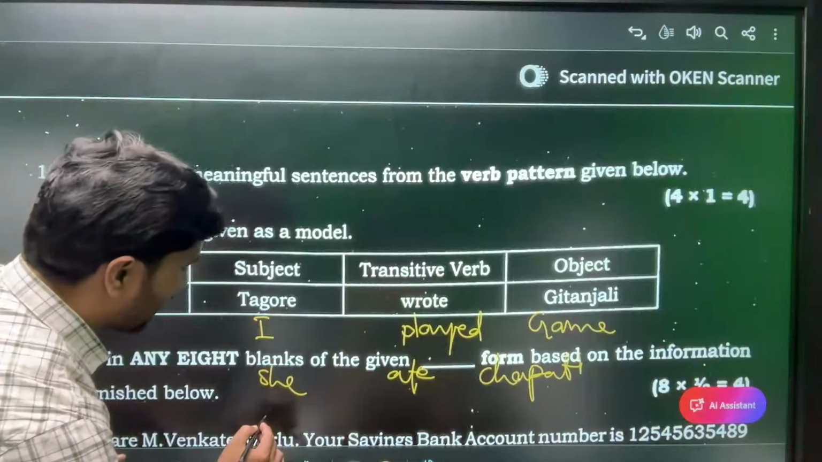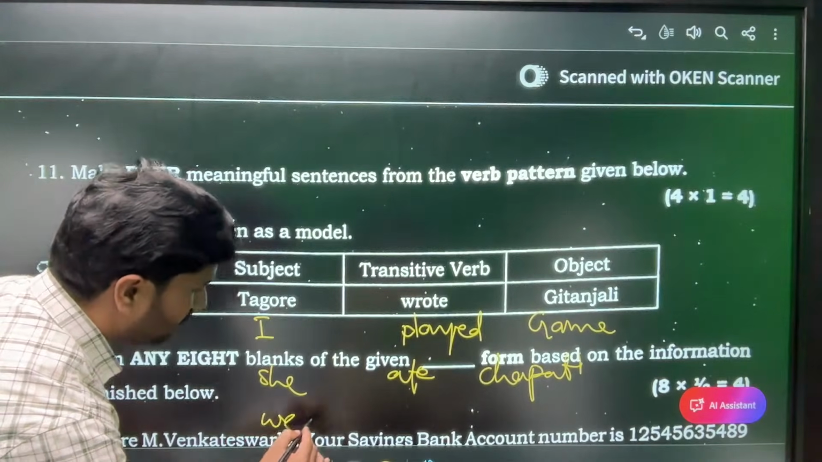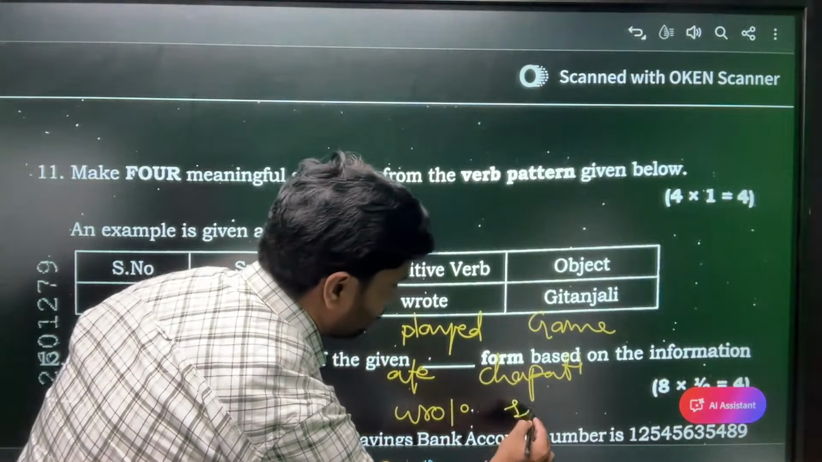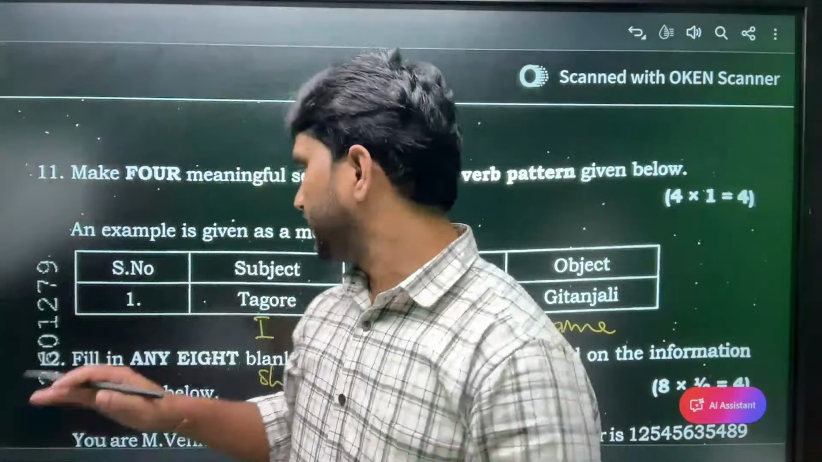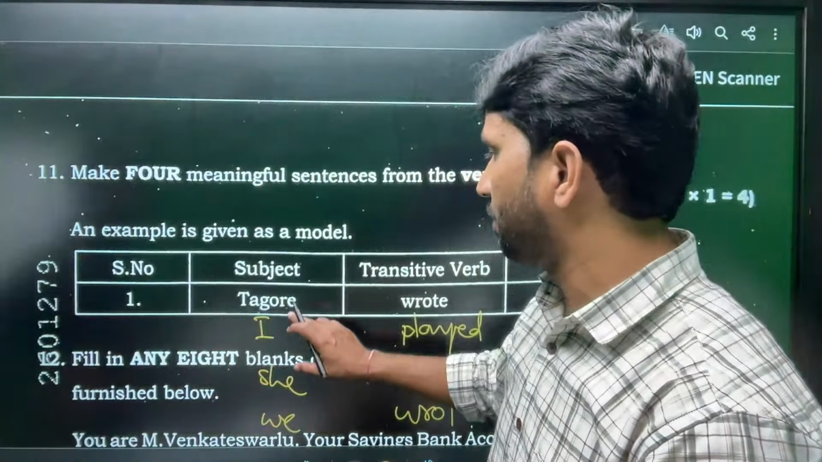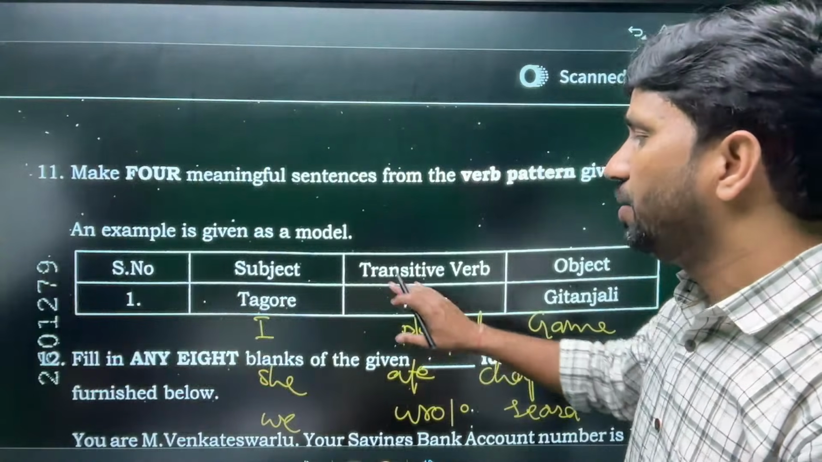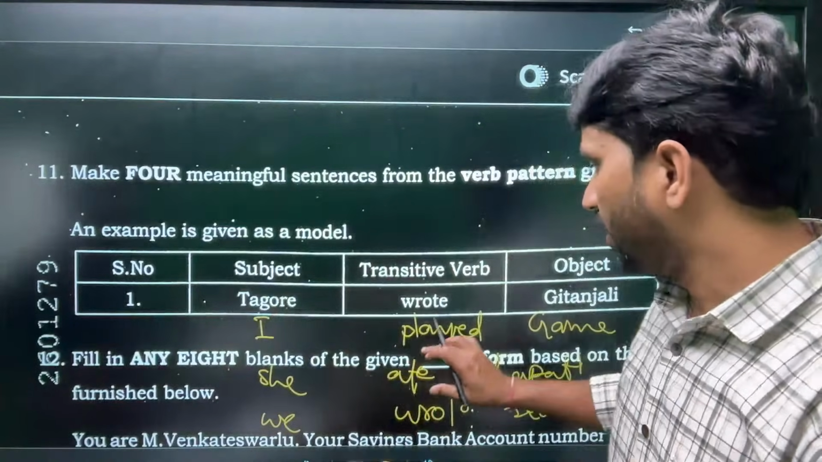Next, we wrote in the record or notebook. So this is a verb pattern. Based on the given example, we get one example in the question paper. Based on that, we used to write the remaining 4 sentences. That's very important.